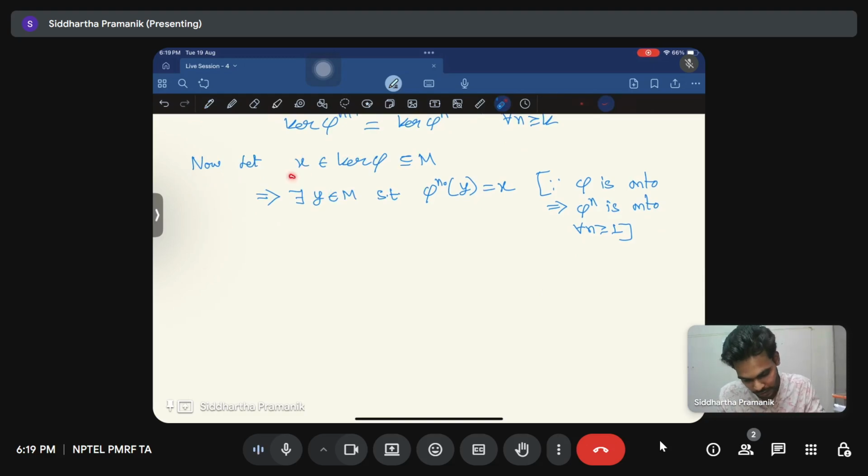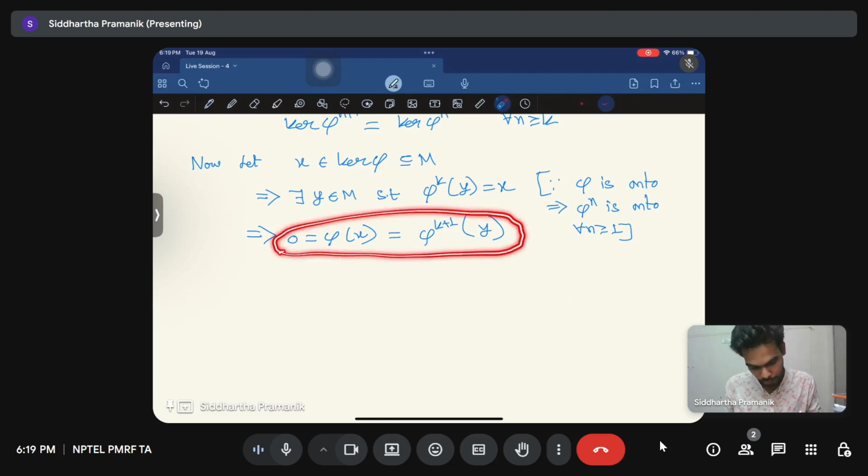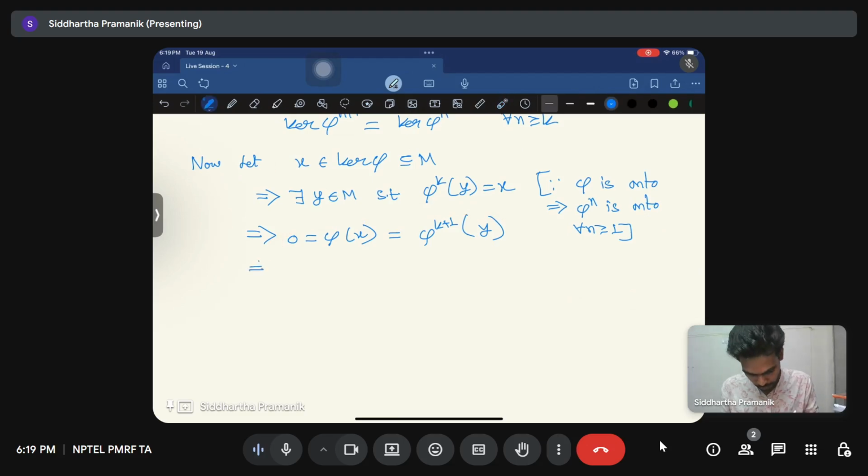Now x belongs to kernel of phi, that means phi of x equals 0. So this implies 0 equals phi of x equals phi of phi power n naught plus 1 of y. Okay, so let's not use n naught, let's take it as k. So phi of phi power k plus 1 of y is equal to 0. So that will imply y belongs to kernel of phi power k plus 1.